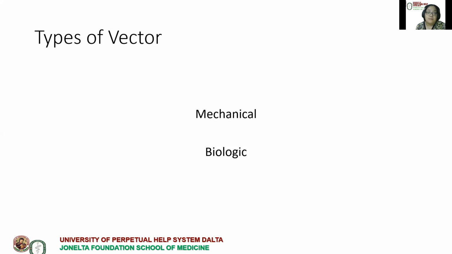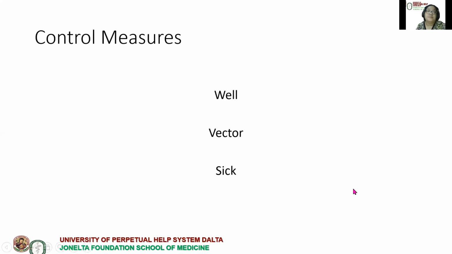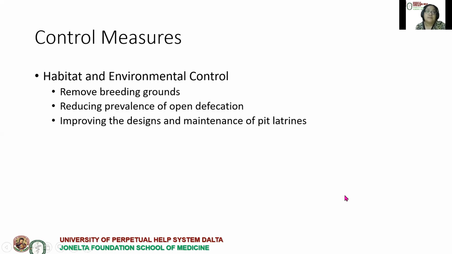Biologic, for example, we would be ingesting the vector and then it would multiply in our body and cause disease. So, control measures of vector is important because it spells the difference between being well and being sick.